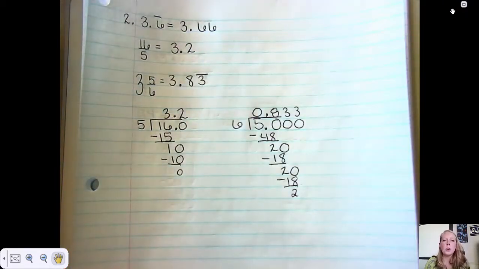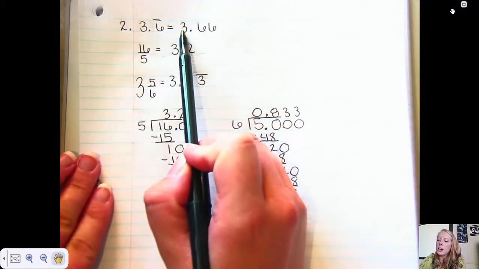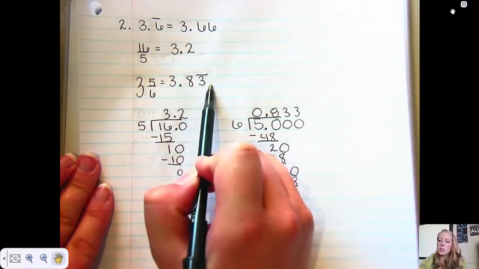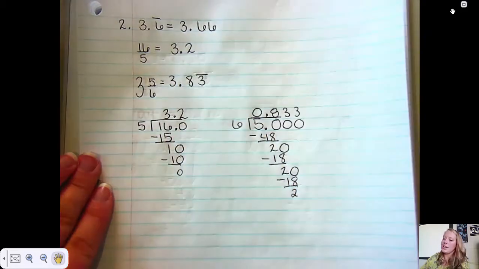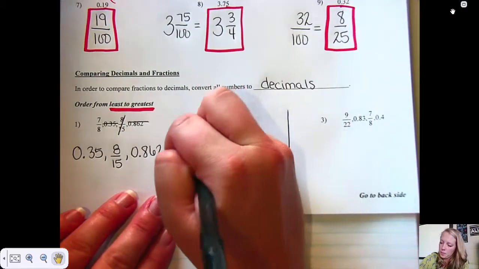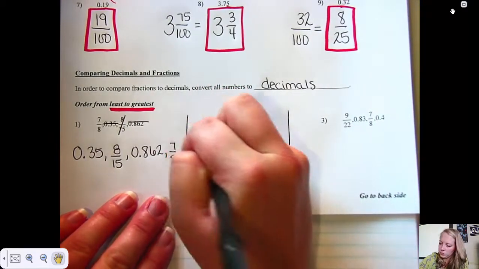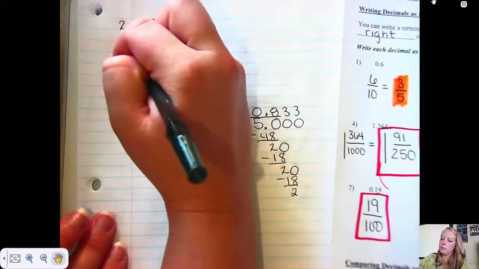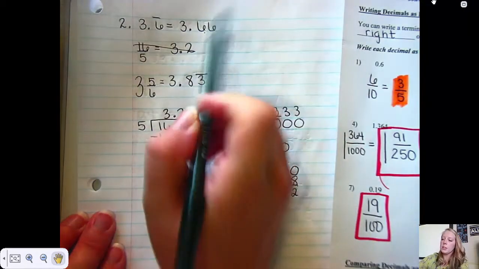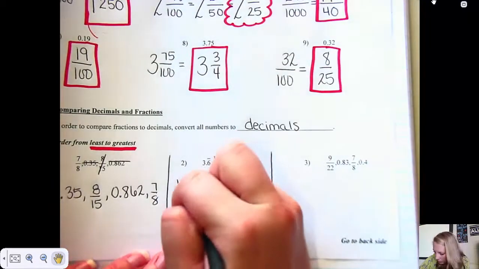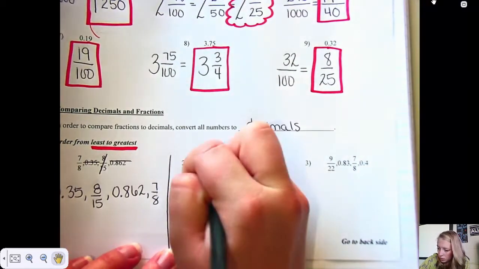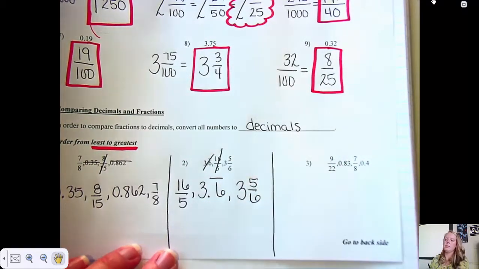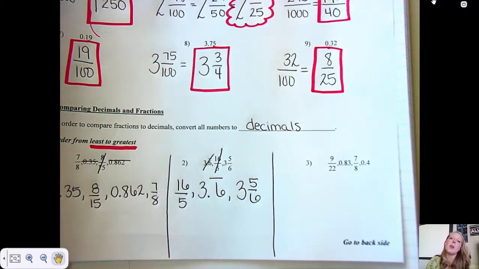Okay, let's put them in order, least to greatest. 366, 320, 383. Well, there's your lowest number, and it was 6/15 from the get-go. Cross it off, cross it off. This would be next. It was 3.6 repeating. And the only thing left would be 3 and 5/6. Okay, try the last one on your own. Remember, you have to show work.